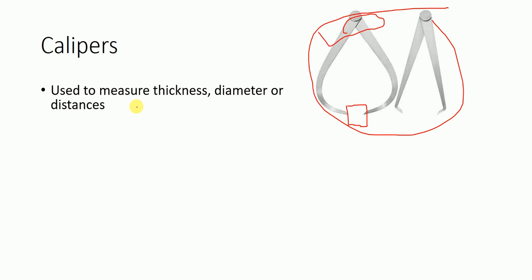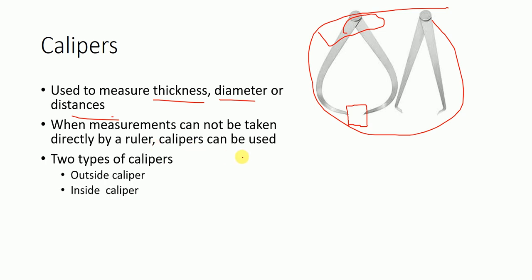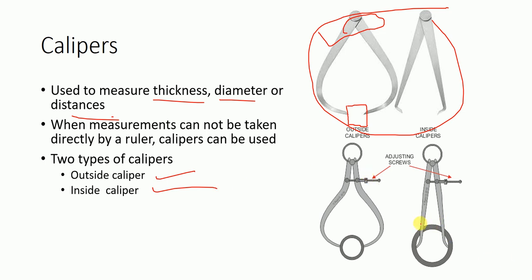This caliper is used to measure the thickness, diameter or distance of the object. When measurement cannot be taken directly by a ruler, a caliper can be used. So whenever it is not possible to measure the dimensions with the help of our steel rule, calipers can be used. There are two types of calipers, outside caliper and inside caliper. So this one is the outside caliper and this second one is the inside caliper.